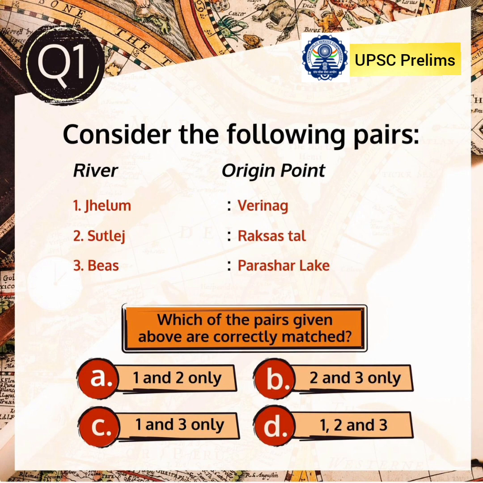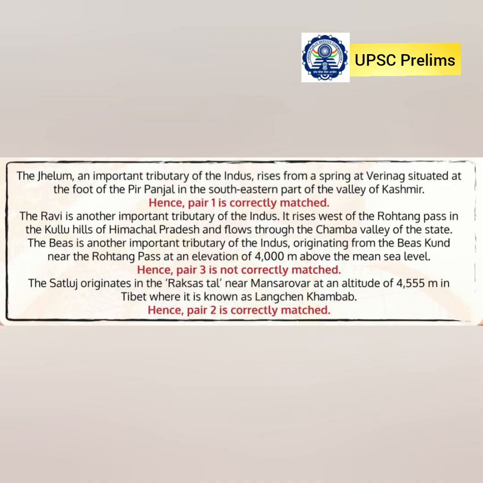Option A is correct. The Jhelum is an important tributary of Indus. Rises from a spring at Verinag situated at the footprint of Pir Panjal in southeastern part of Valley of Kashmir. Hence pair 1 is correctly matched.